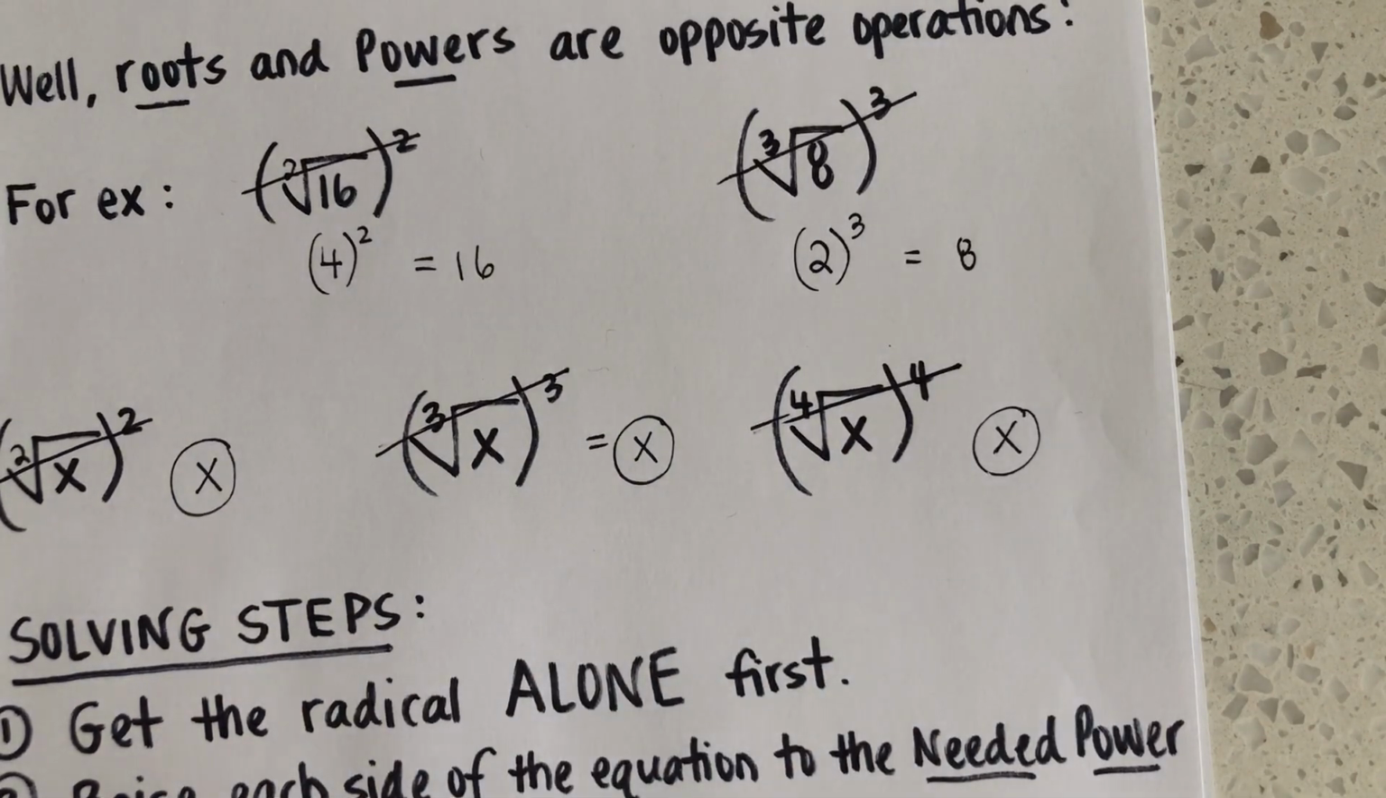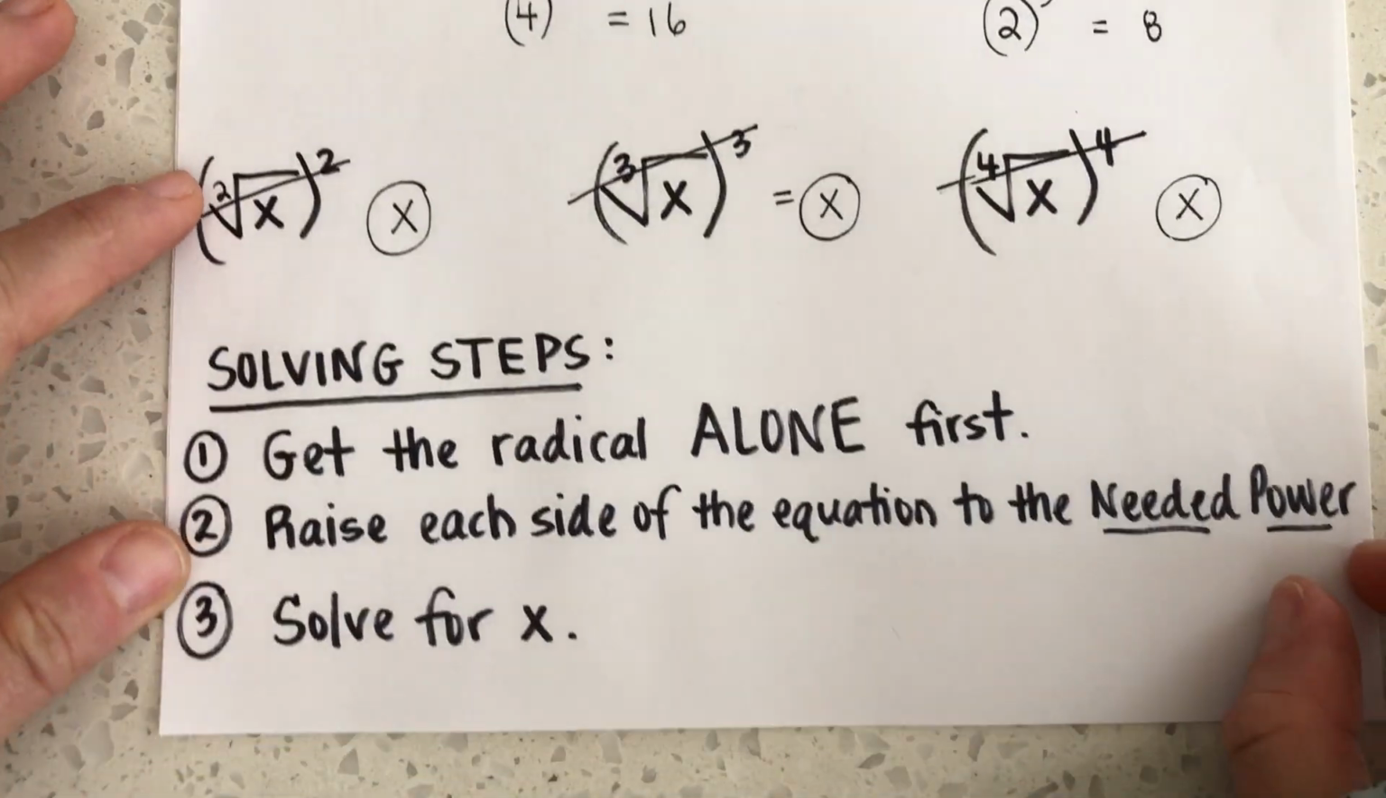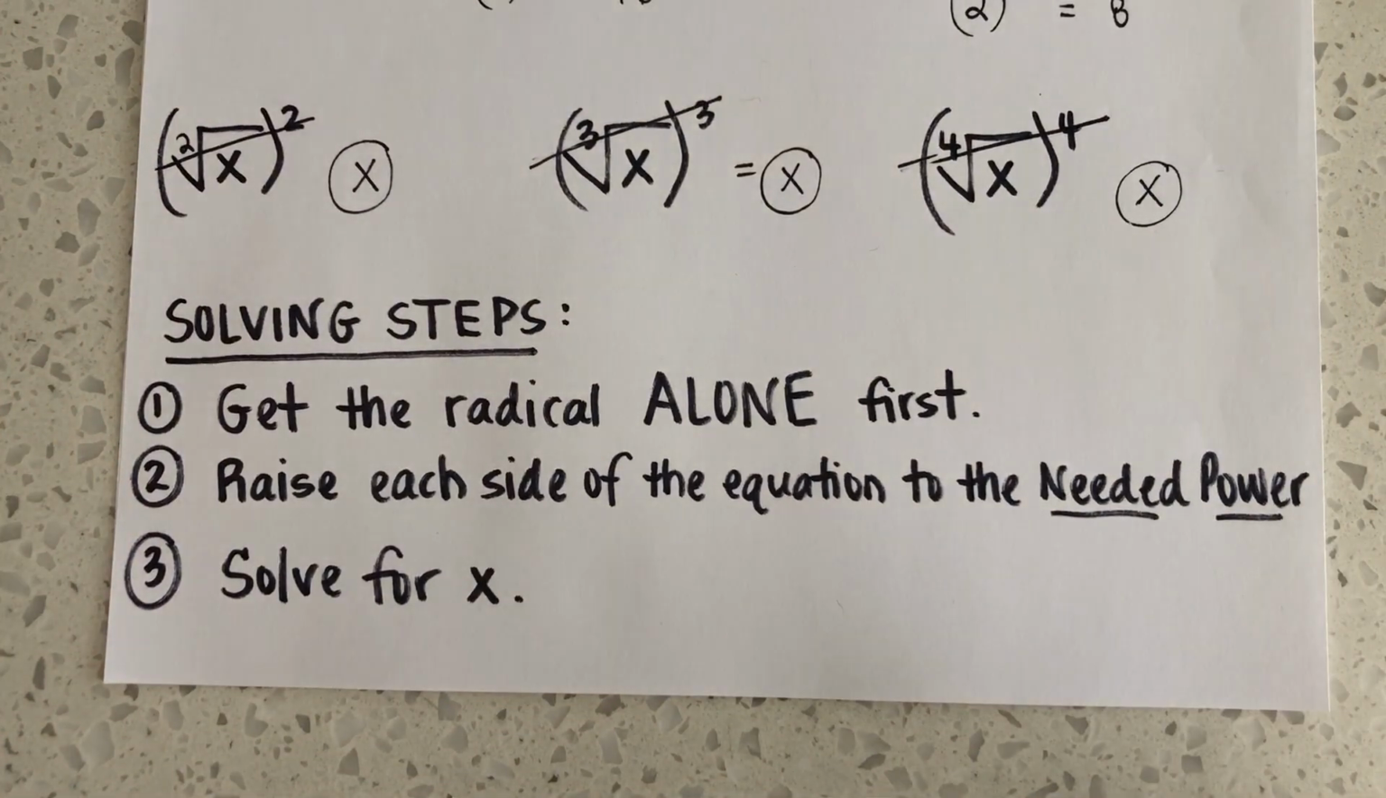So we're going to have to use that when we're solving radical equations. If you have to get rid of a radical or a root, then you're going to have to use powers, okay? So here are your solving steps so you can look back and make sure you're doing the correct work.